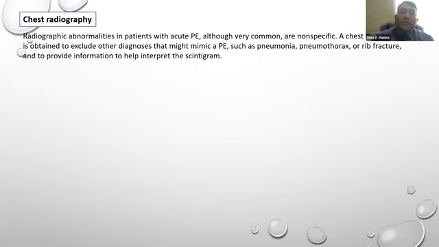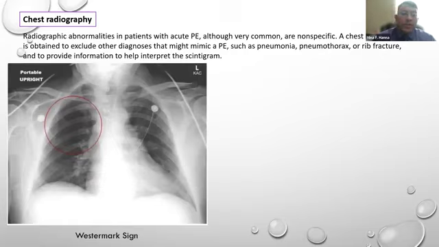Will chest radiograph help us? There are some signs historically used before the CT. We can still have a look at them or keep them in mind in case there is anything coming. Radiographic abnormalities in patients with acute PE, although very common, are non-specific. A chest radiograph is obtained to exclude other diagnoses that might mimic PE, such as pneumonia, pneumothorax, rib fracture, and provide information to help interpret the scintigram or VQ mismatch.